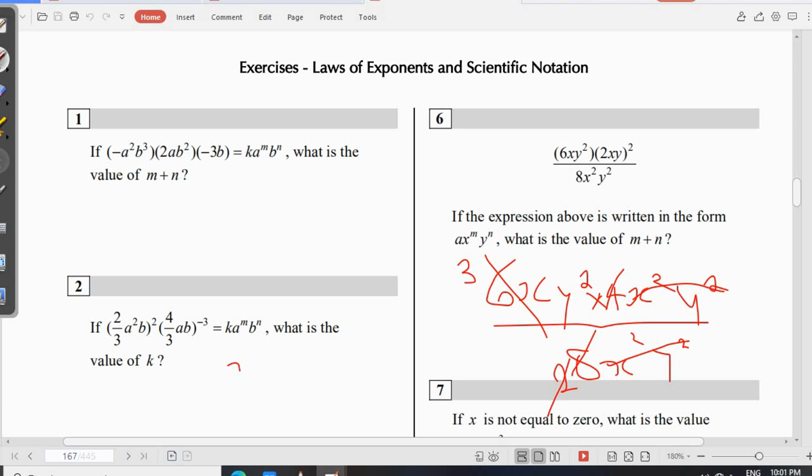So we have 3xy squared. So this x is raised to the power 1. They just wanted to find out if you know that there's a power here, an invisible power. So you're having a x, 3 as a, m as 1, and n as 2.